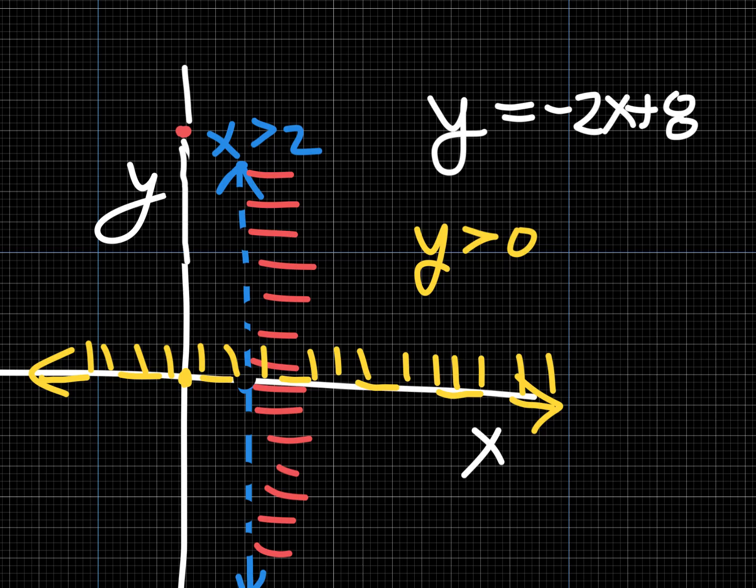Okay. And if I was going to graph this, I'd start with the y-intercept, but then I would know that the slope is negative 2 over 1. Do you remember the whole rise over run thing? So it's going to go down 2 over 1.